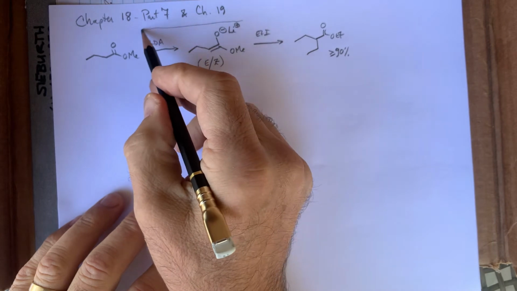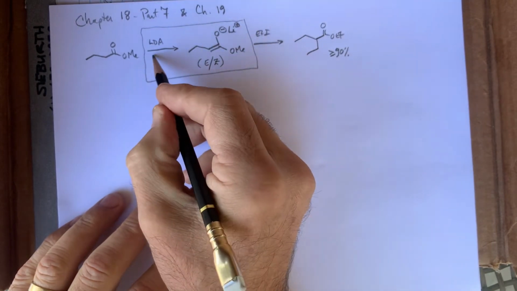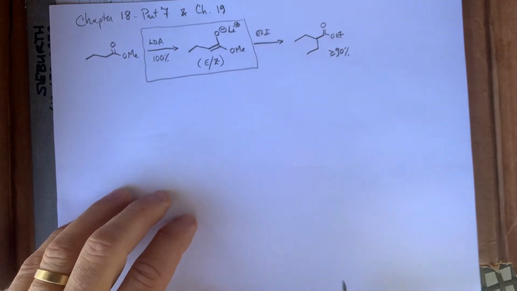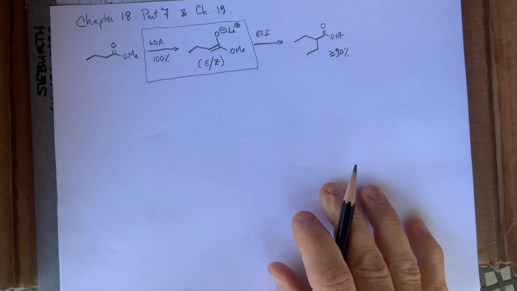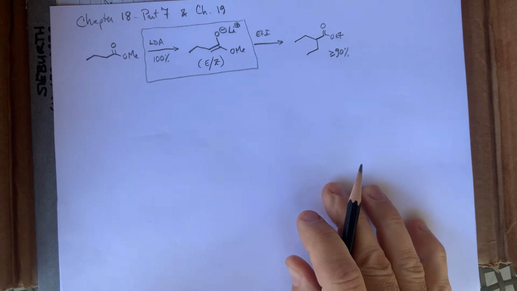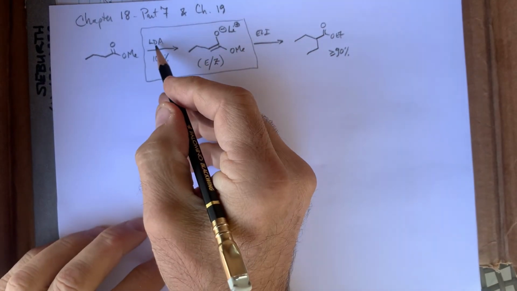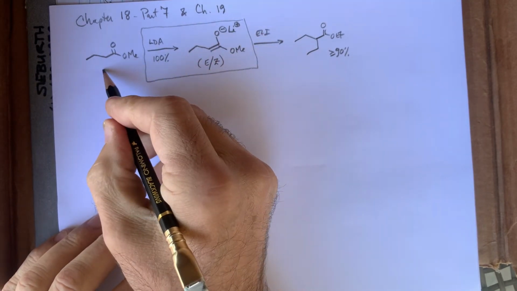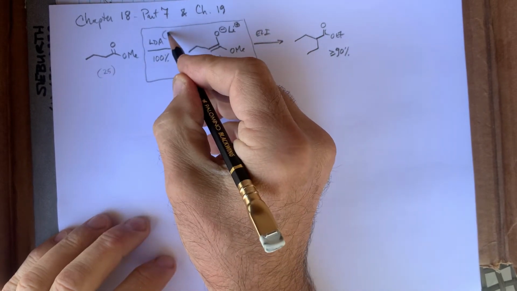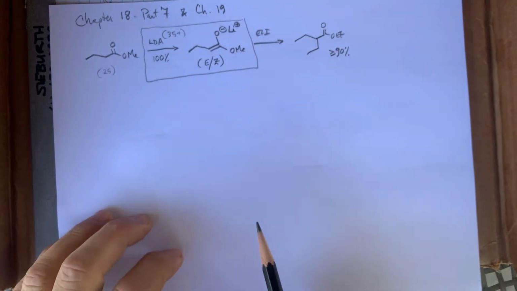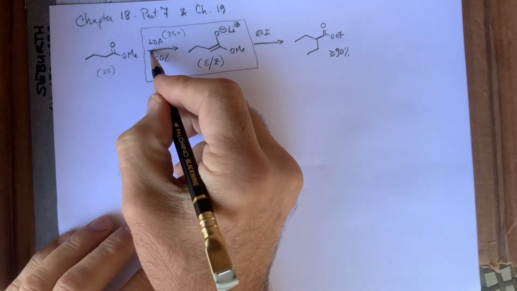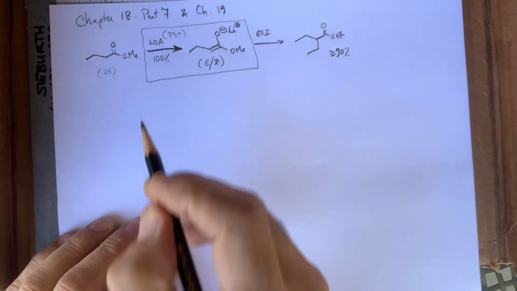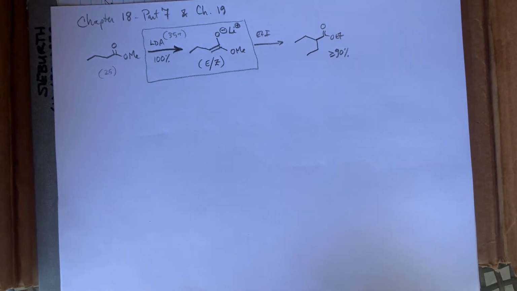As I was saying, this particular step right here is actually critical, because LDA is a very strong base, and the pKa difference between diisopropylamine versus an ester is 25, 35 or more, and so this is irreversible. So if you go in with a slight excess of LDA, you will completely convert the ester to the enolate.